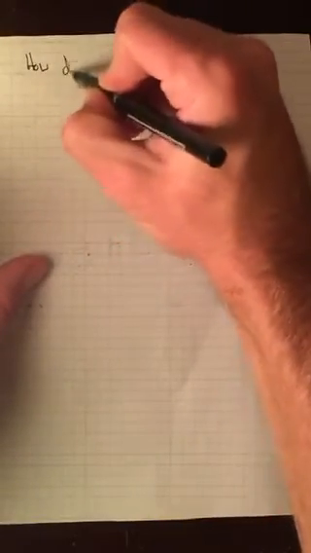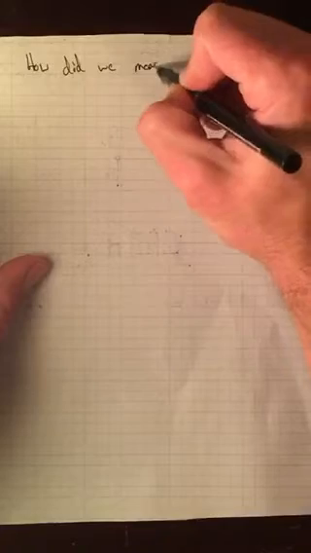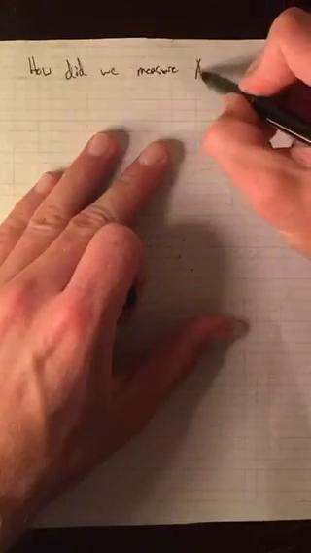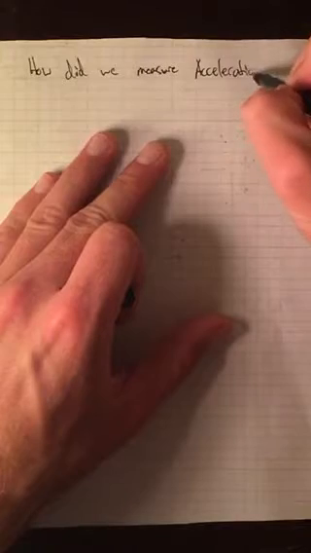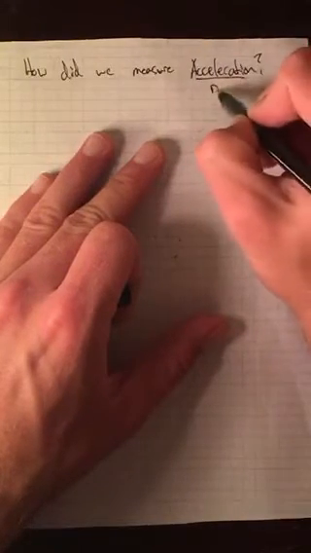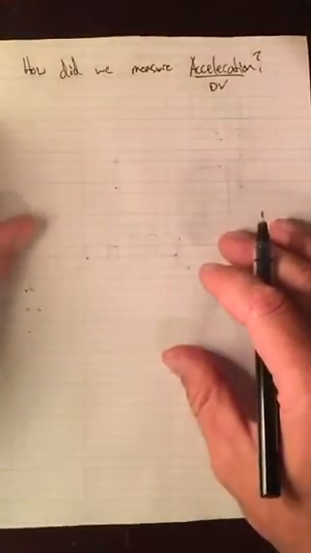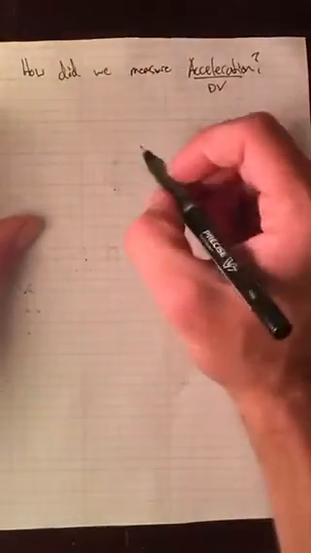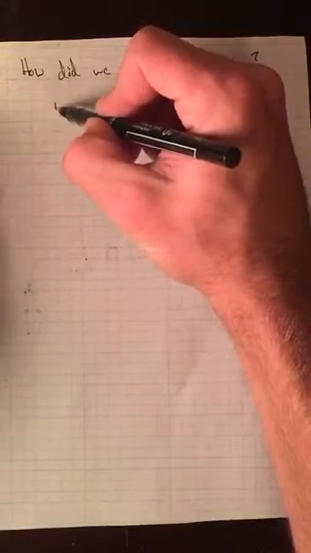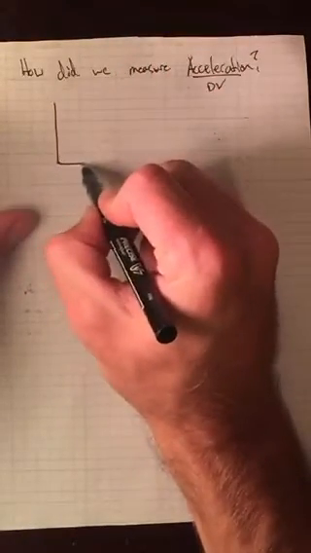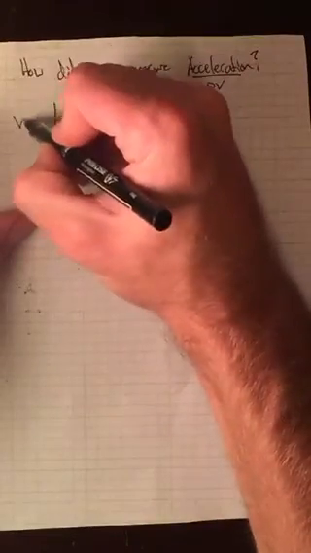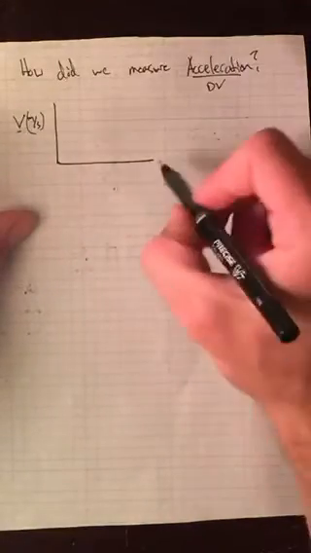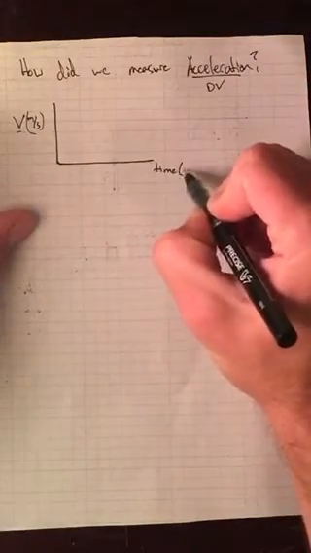So one of the things that was tricky about it was our dependent variable. How did we measure acceleration? Here's our dependent variable. Well, we used those motion sensors. We used that Logger Pro software. What that did was it created a velocity versus time graph. Remember, velocity is measured in meters per second. That's our units for the variable velocity. And the variable time, the units are seconds.